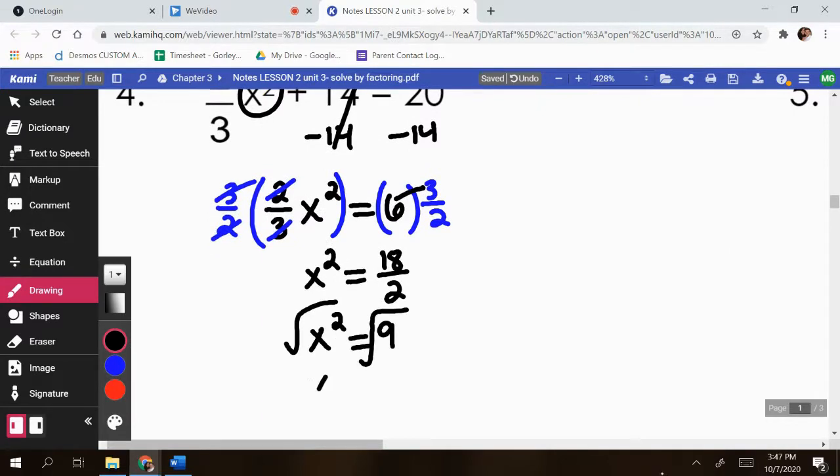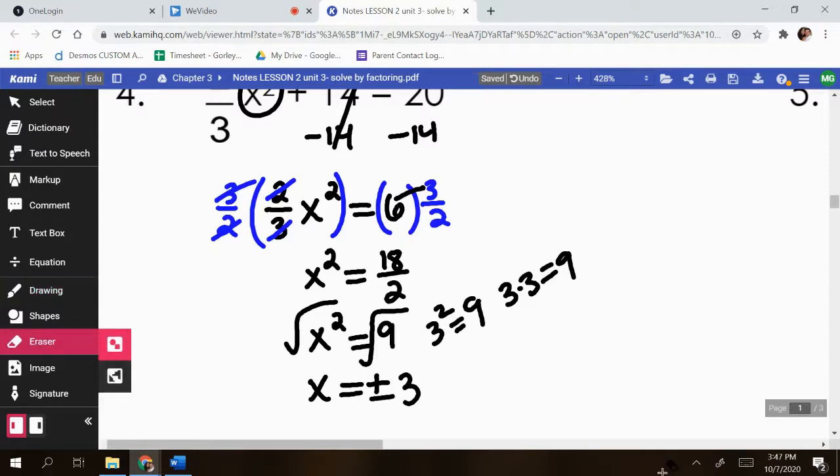And when I square root both sides, don't forget your plus or minus. 9 is a perfect square. Remember, 3 squared is 9, or you can think about 3 times 3 is 9. So the square root of 9 is just going to be 3. Okay, and our answer is going to be plus or minus 3.